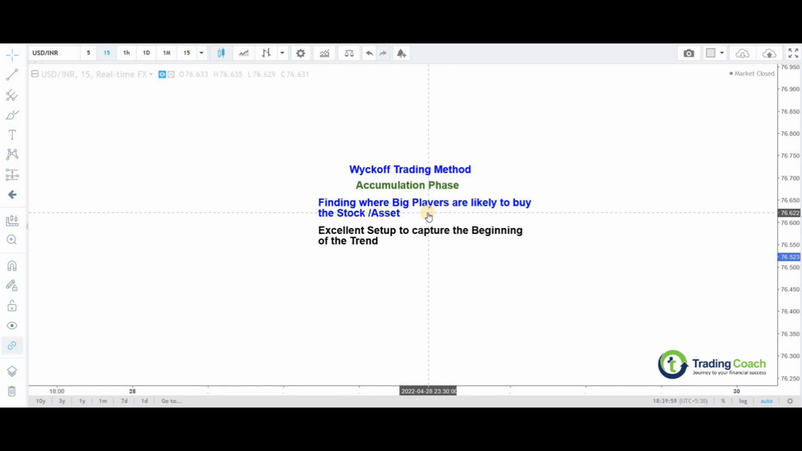So that's what Wyckoff has actually said. And if you really look at this accumulation phase, you can understand that this is an excellent setup to capture the beginning of a trend. So if you want to make some decent profits by riding an entire uptrend, you need to look for the accumulation phase. This setup will really help us to do that. So we are going to discuss all of this in this particular video.